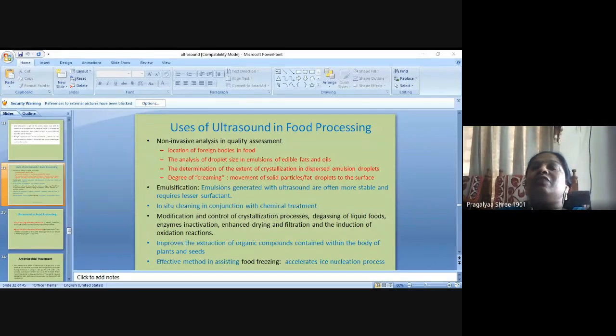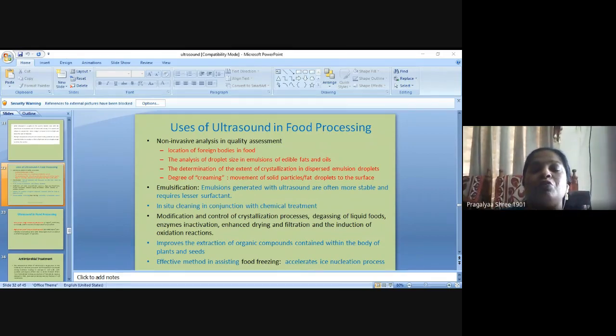How will you degas the liquids? When you put some liquid substances, and if you want to remove air, you have to keep on stirring them. When you supply ultrasound at very high frequency, the degassing of the substances takes place, and enzymes can also be inactivated. How does enzyme inactivation take place? Because of ultrasound, what happens? Very high temperature and pressure is produced. This temperature is able to inactivate the enzyme, and the pressure also inactivates the enzyme to some extent in this case.